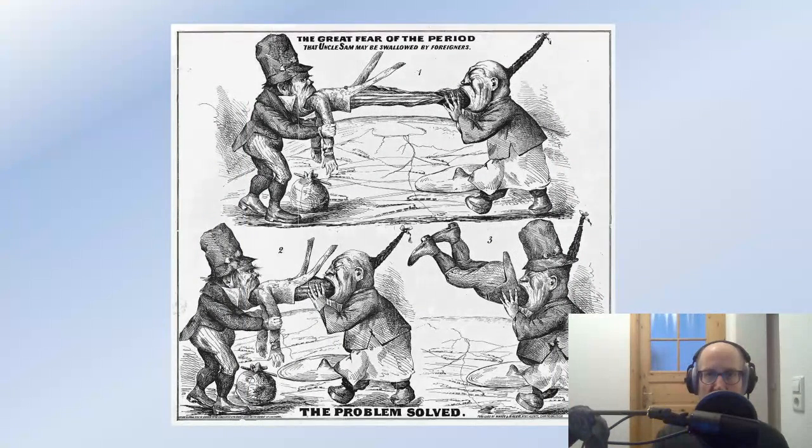Here's another Nast cartoon, the great fear of the period, right? Uncle Sam is going to be swallowed by the Chinese, the Irish, and then one's going to swallow the other, leading to some sort of mongrelized Chinese. It's a really mongrelized Chinese, Irish mix. This is the fear of nativists and social gospelers.